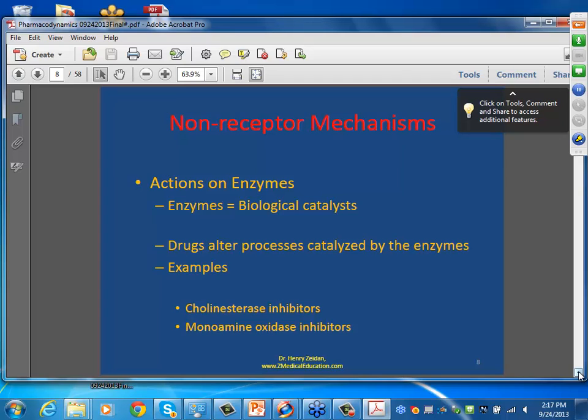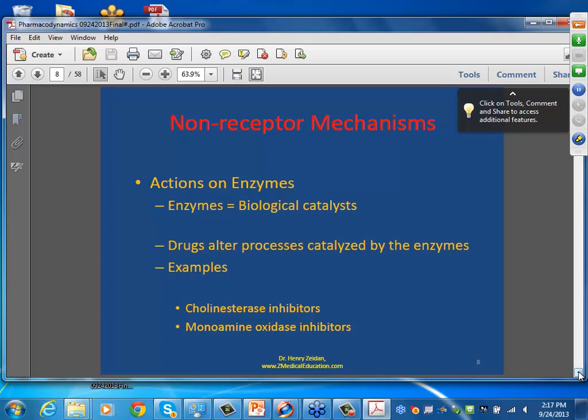Let's first address the non-receptor mechanisms and get this out of the way, and then move on to receptor mechanisms, and then spend our time on the drug-receptor relationship. When we address non-receptor mechanisms, as I said, action on enzymes. As you all know, enzymes are biocatalysts. And essentially, in simple terms, drugs will tend to alter processes catalyzed by those enzymes.